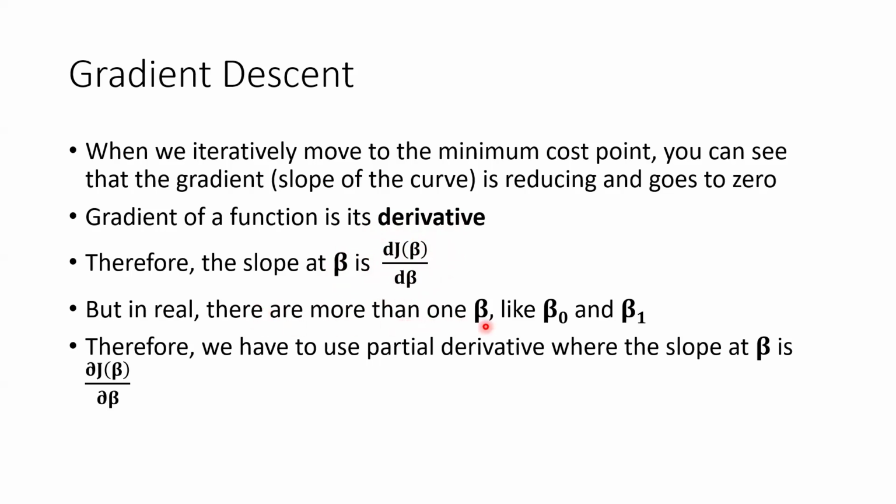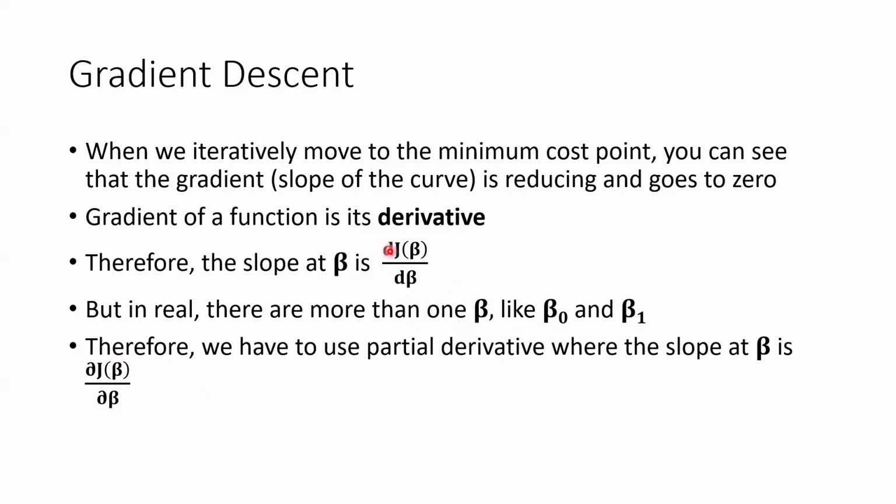But when it comes to real world problems, for example, in simple linear regression, we have beta 0 and beta 1, right? There is more than one beta value. In that case, we can't write the derivative or the slope of the curve in this notation, but we use what we call the partial derivative, and we represent the partial derivative of the curve with respect to the beta value using this notation, right?